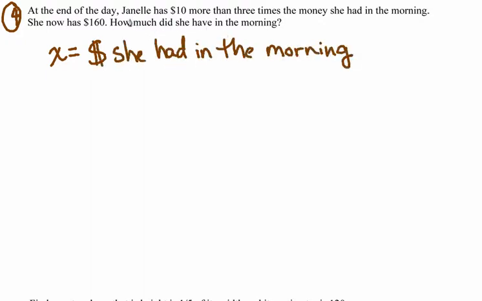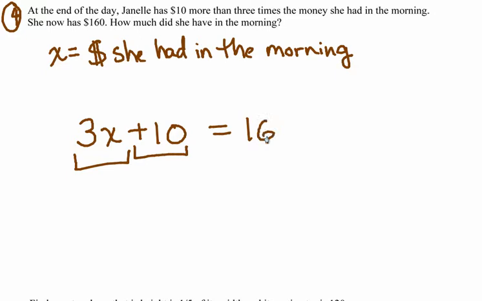Problem 4 says, at the end of the day, Janelle had $10 more than 3 times the money she had in the morning. She now has $160. How much did she have in the morning? So our unknown number x is how much money she had in the morning. It says that Janelle has 10 more than, so that's plus 10, 10 more than 3 times the money she had in the morning. So 3 times the money she had in the morning is 3x because we defined the money she had in the morning as our variable x. So 10 more than 3 times the money she had in the morning, and she now has $160.